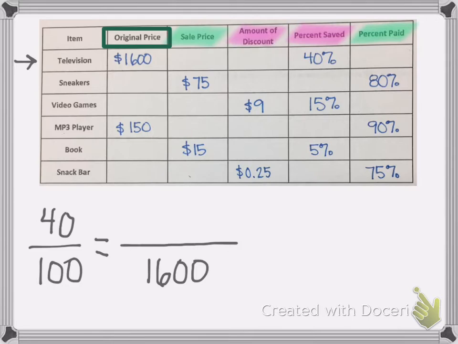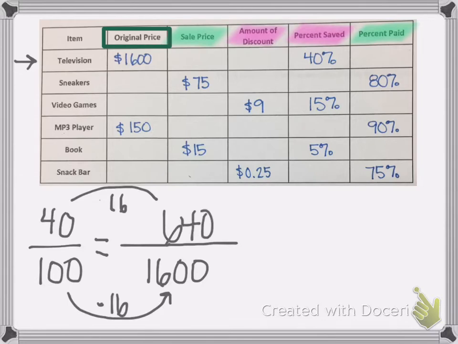And now I look for a constant. In this one, I do have one. It's a nice one. All I have to do is multiply by 16 to change 100 into 1,600. So if I multiply 40 by 16, then I will get my answer. 40 times 16 is 640. And again, that's the part that I save. So that goes here. The part that I save is 640.